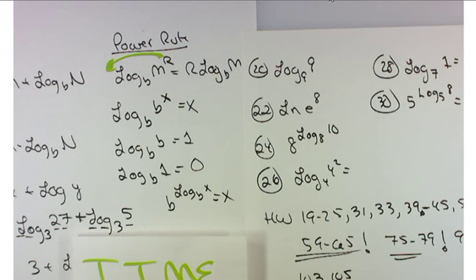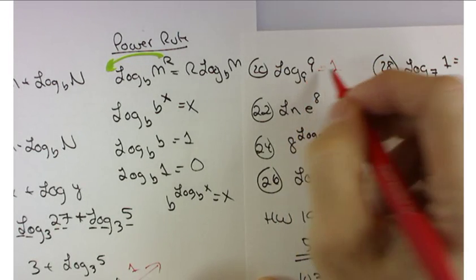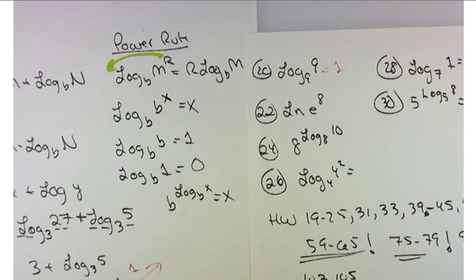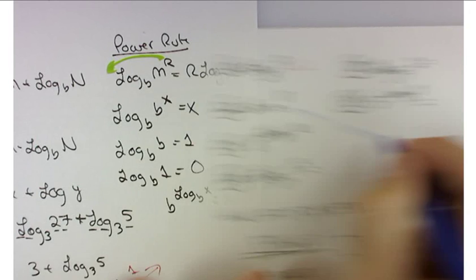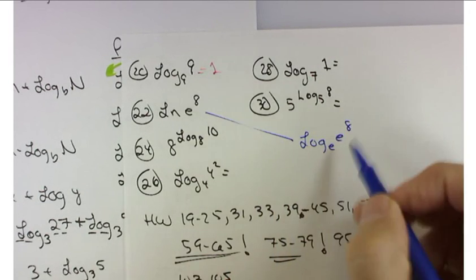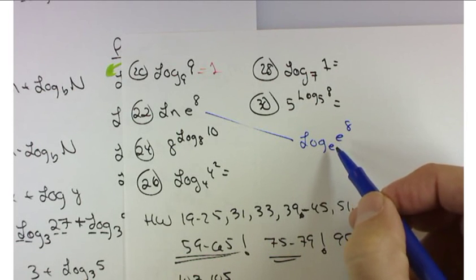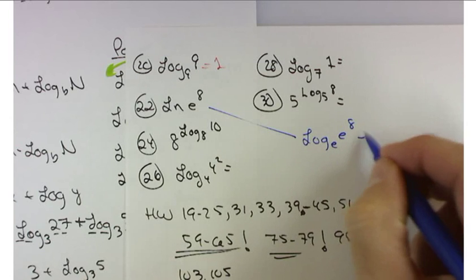It's right here. Okay, so I guess I've got to finish the narration on this. Everyone's gone. What power of 9 gives you 9? The first power. The second one might be helpful if you write it as log base e of e to the 8th. And these bases are the same, so they cancel each other out. You get an 8.